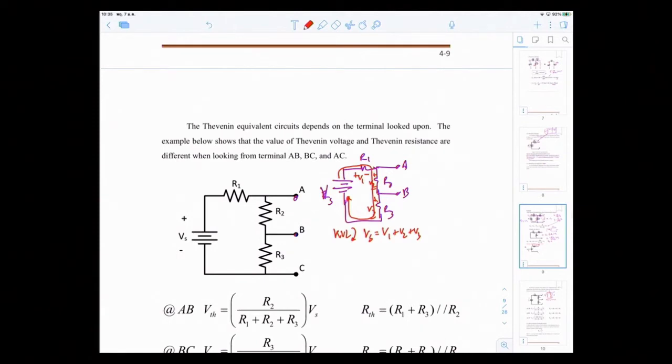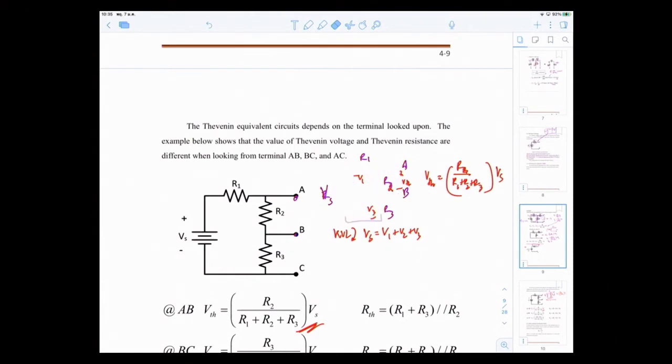So I can use the voltage divider. Therefore, this would be VTH for VAB, the voltage drop across R2. So using the voltage divider, it would be R2 over R total, R1 plus R2 plus R3, times Vs. Okay, so this is it. What about RTH?